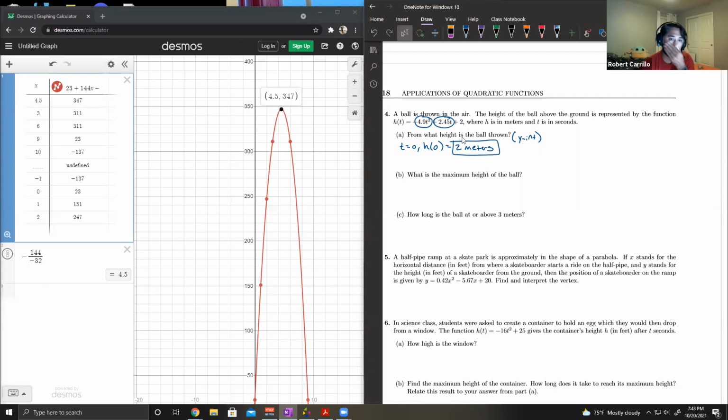All right. Now B, what is the maximum height of the ball? When you see these words, maximum height, what are we looking for? The vertex. So this is find the vertex. Now looking at this function, what is the value of a?